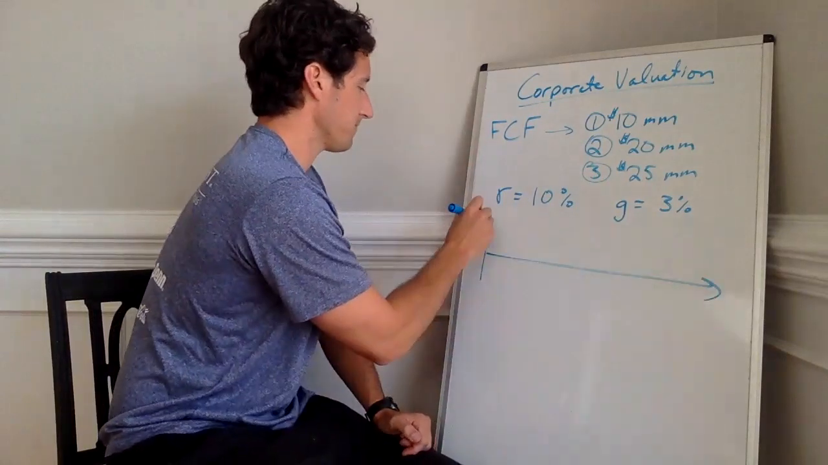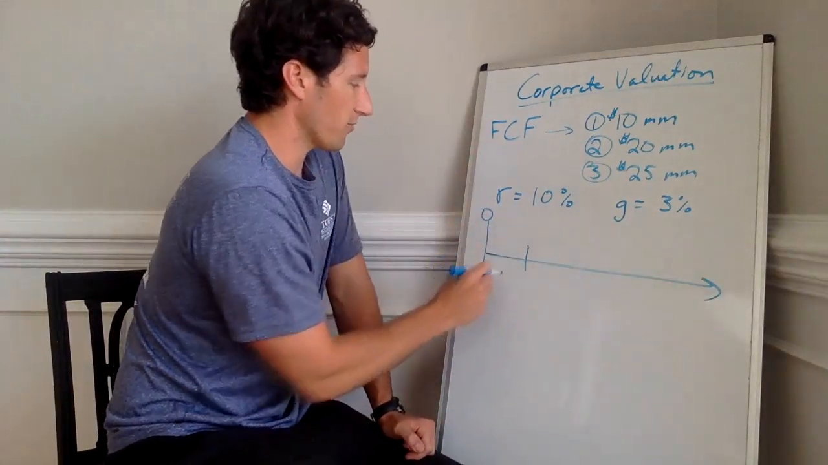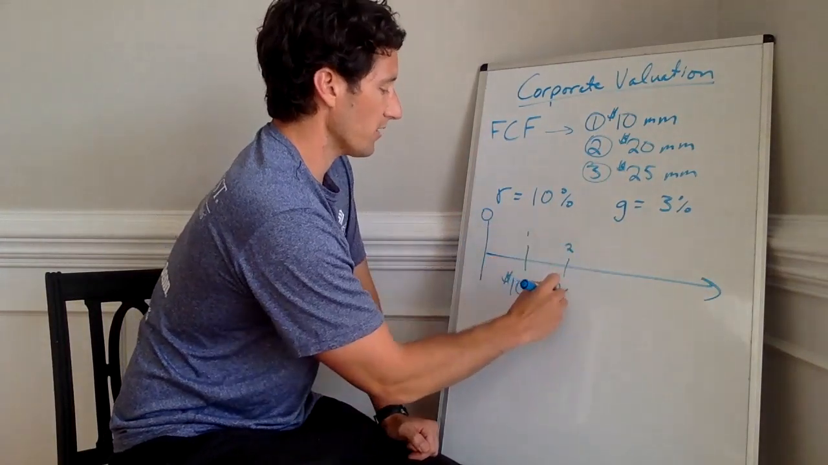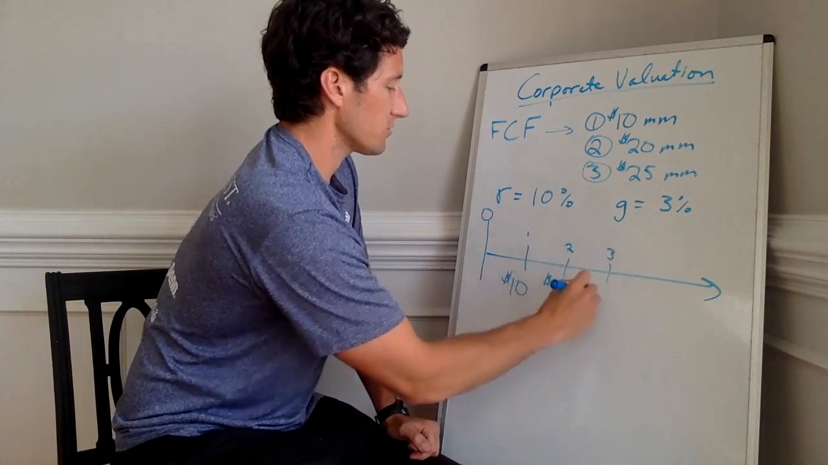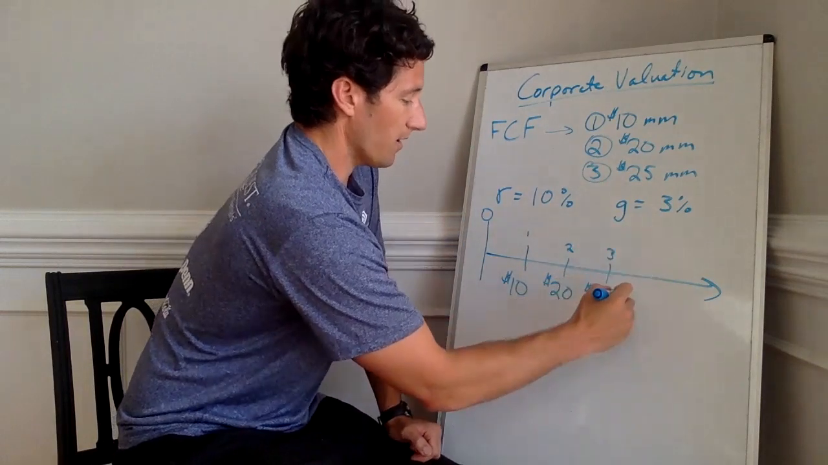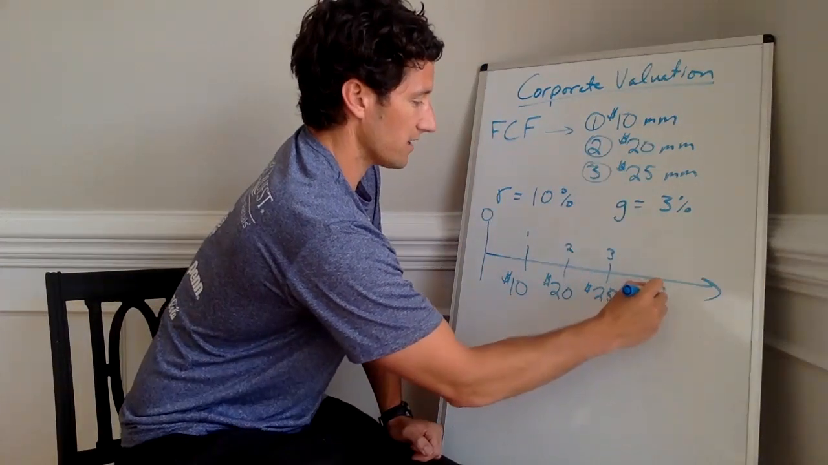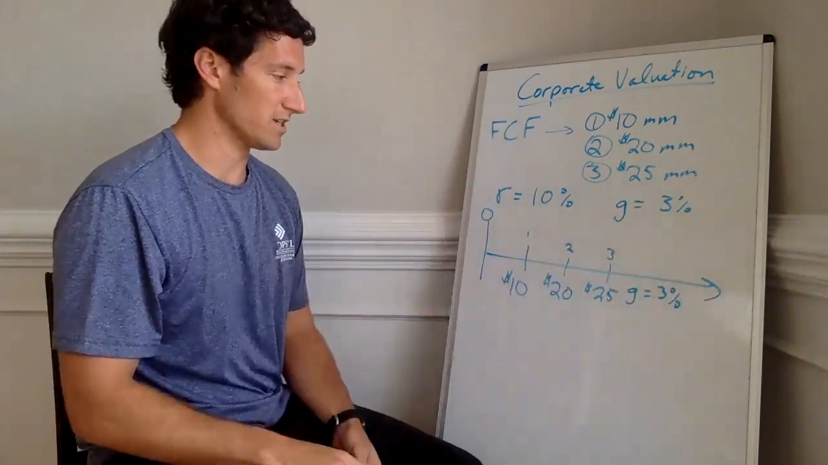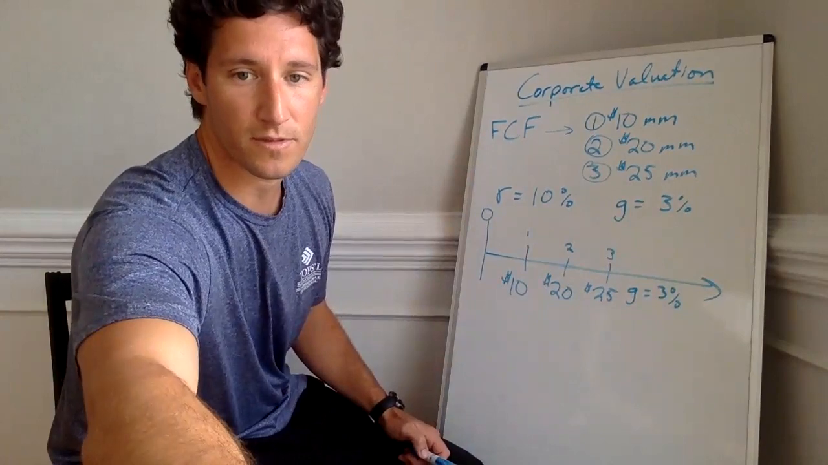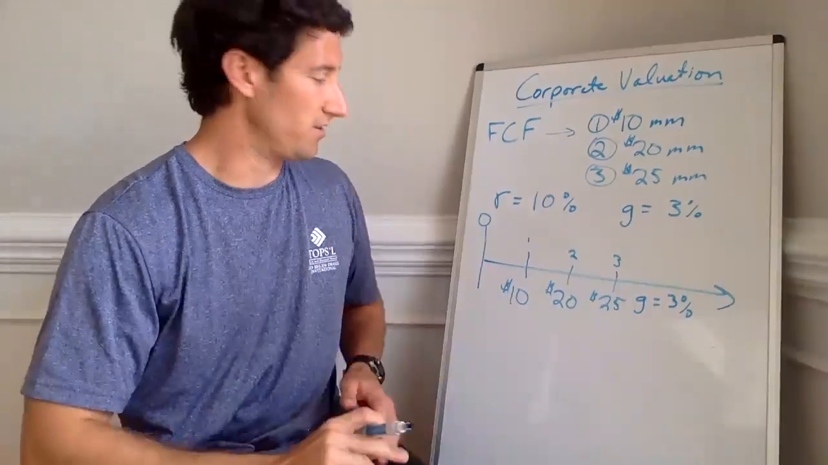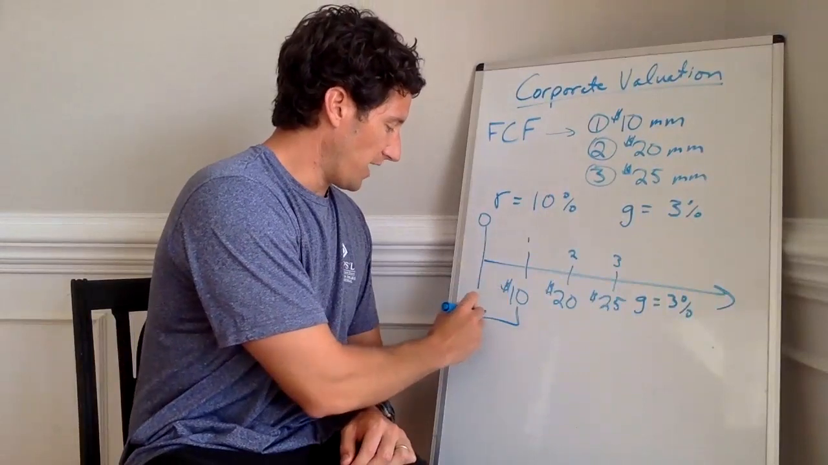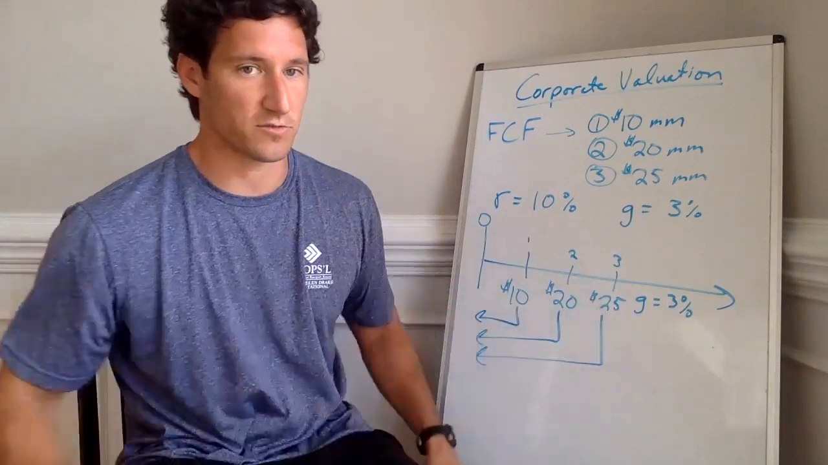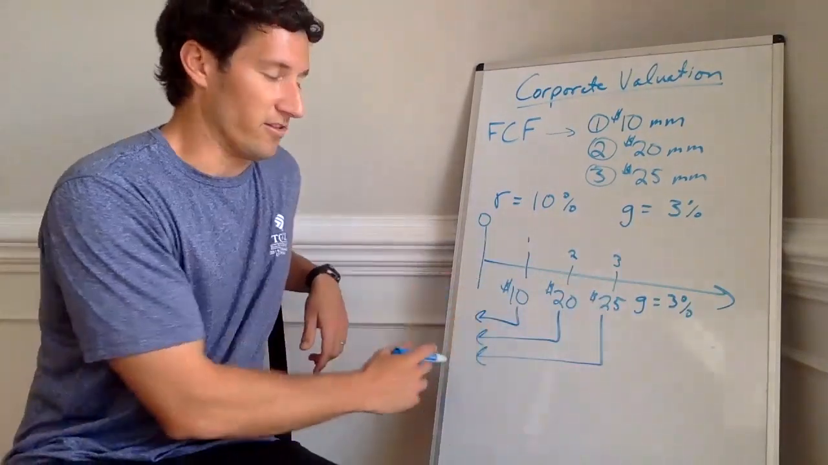Here's today. Nothing's happening here. A year from now, we've got a free cash flow of 10 million. Year two, 20 million. Year three, 25. And then from here, our growth rate is going to equal 3% forever. So each year that free cash flow is going to grow by 3% moving forward. Then we need to discount each of these cash flows back to today, figure out what each one of those is worth now, and add all of these up.